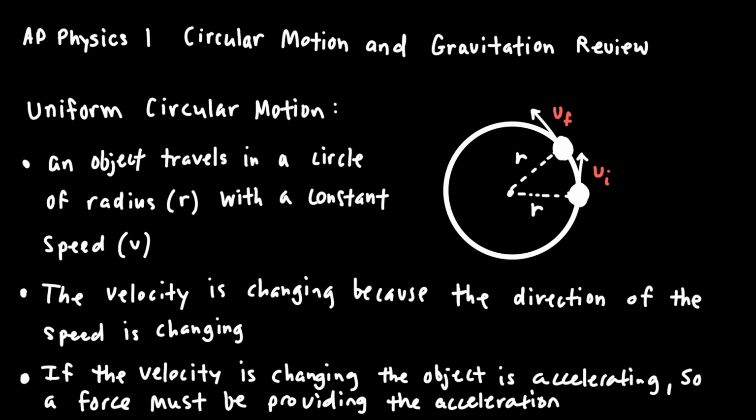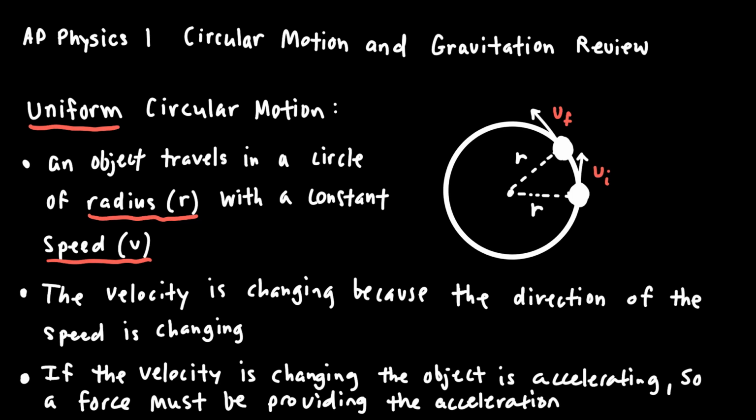This video is a review of circular motion and gravitation for AP Physics 1. When we started studying circular motion, we talked about something called uniform circular motion. And the circular motion is uniform if it's traveling in a circle that has a constant radius r with a constant speed v. And so I've got a picture of this to the right.